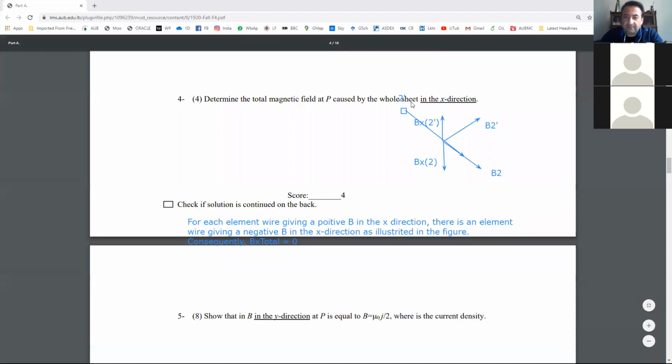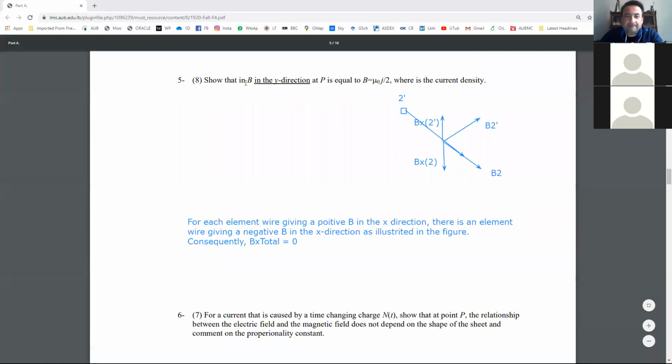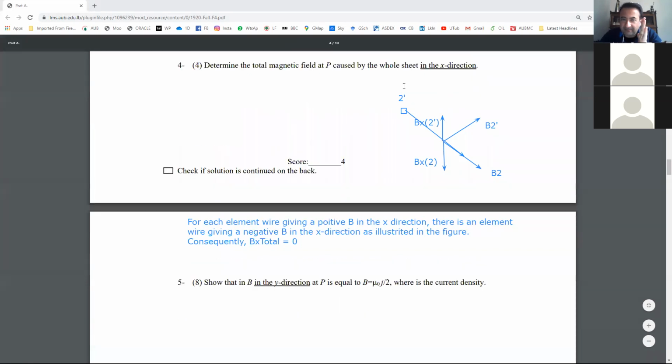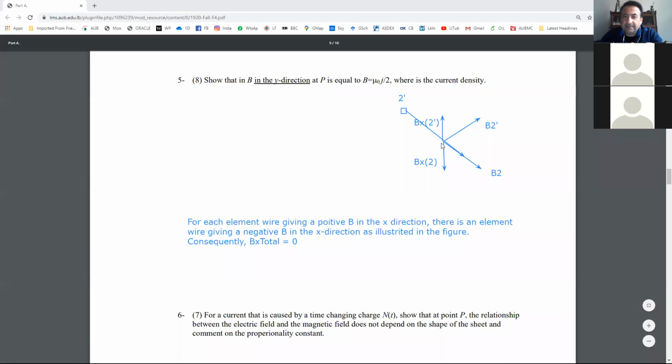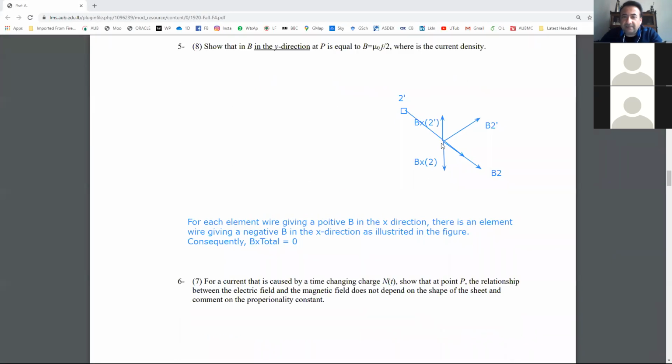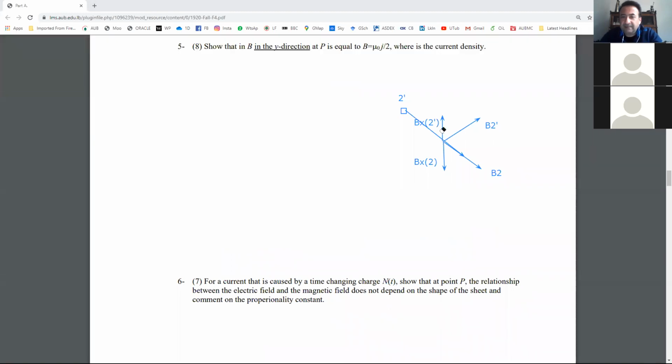Now I continue. Now, what is shown is that B in the y direction at the point P, which is in the middle of the sheet, is equal to mu0 J divided by 2. I don't remember, probably there was a mistake here somewhere. Let me double check. Let me first get rid of this, and this, and that, and this.